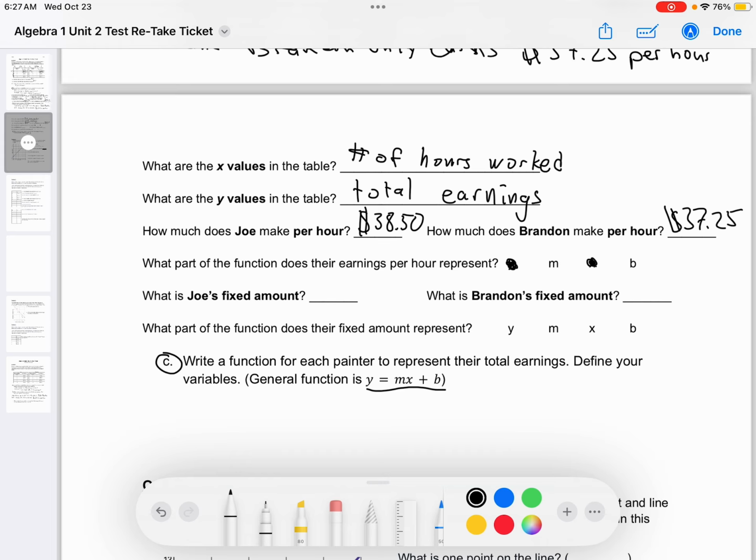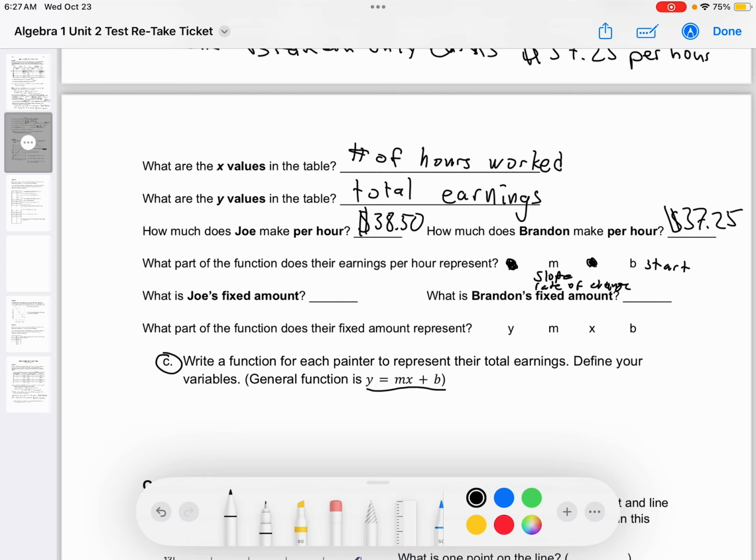M is the slope, which is also known as the rate of change. And b is the starting point. So if we're looking at their earnings per hour, $38.50 and $37.25, I need to consider, is that how much their amount is changing by, or is that what they started with? Is it how much they're earning every hour, which is changing the amount that they're making, or is it the amount of money that they started making?